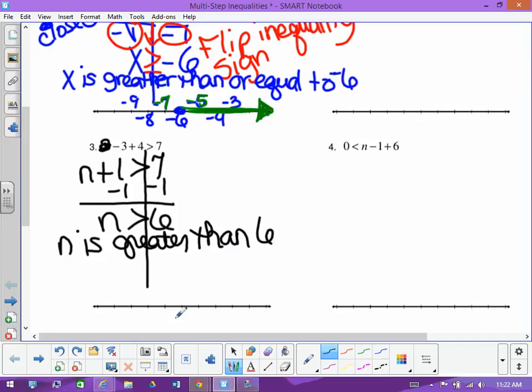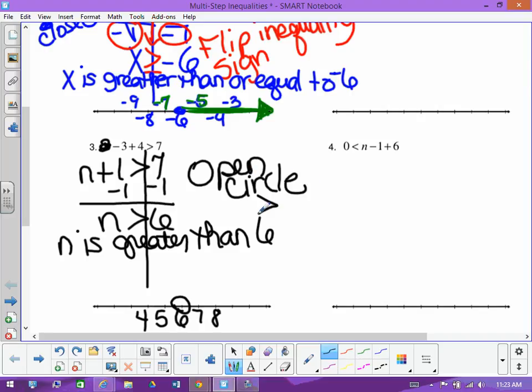So if I find 6 on my number line, we're going to have an open or closed circle. Open, because it cannot include it. So over here I'm going to say open circle, because it's strictly greater than. And if I want greater, do I want to go to 5 or 7? 7. So we're going to shade it this way. Those are the questions that you need to be asking each time.